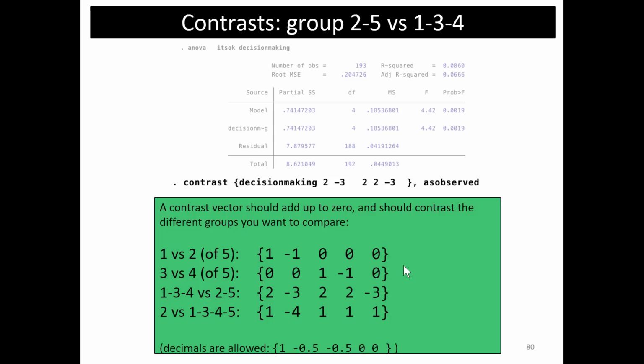The one that we saw before here, 1, 3, and 4 versus 2 and 5. 3 2s over there, adding up to 6. 2 minus 3s over there, adding up to minus 6. Or 2 on the one hand versus 1, 3, 4, and 5 taken together. Then we get 4 1s over there and a minus 4 over here. And again, if you would have chosen here a plus 4, that would be fine too, but then you put minus 1s over there. As long as all this adds up to 0, you're perfectly fine.